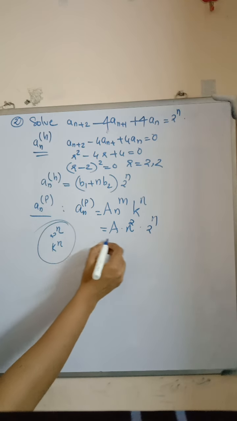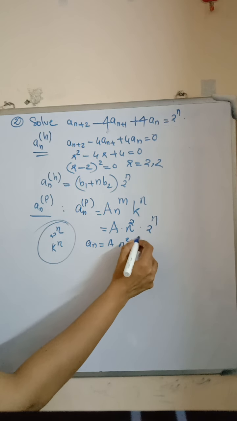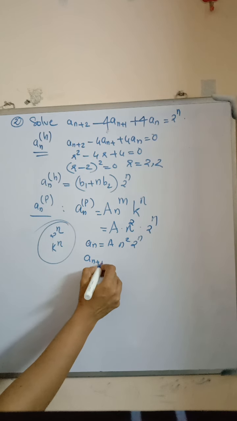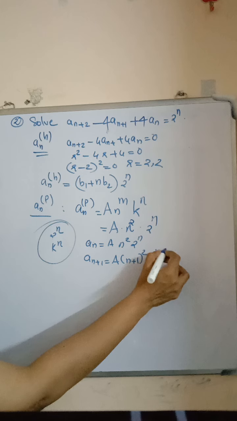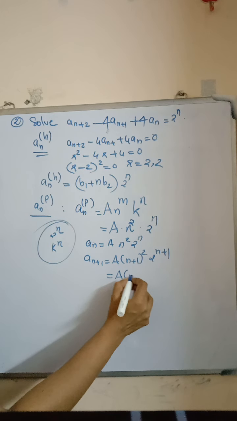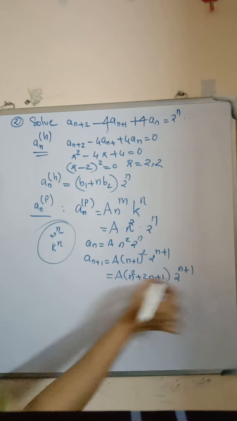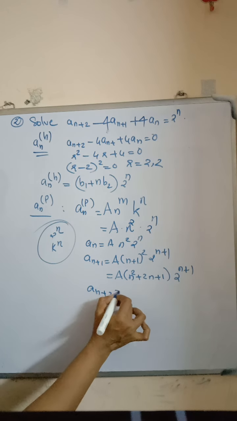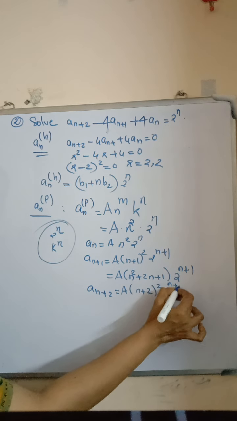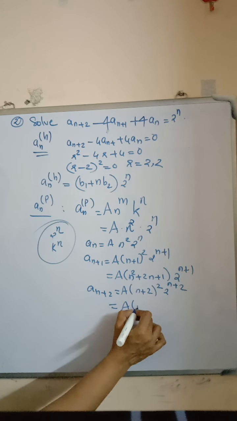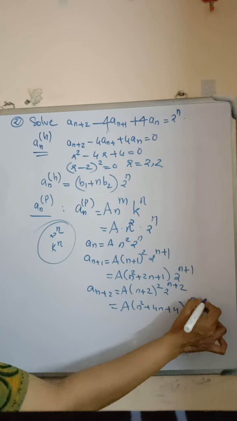So a n is equal to a n square 2 raised to n. Then what is a n plus 1? That is equal to a into n plus 1 whole square into 2 raised to n plus 1, that is a into n square plus 2n plus 1 into 2 raised to n plus 1. What is a n plus 2? That is equal to a into n plus 2 whole square into 2 raised to n plus 2, that is a into n square plus 4n plus 4 into 2 raised to n plus 2.